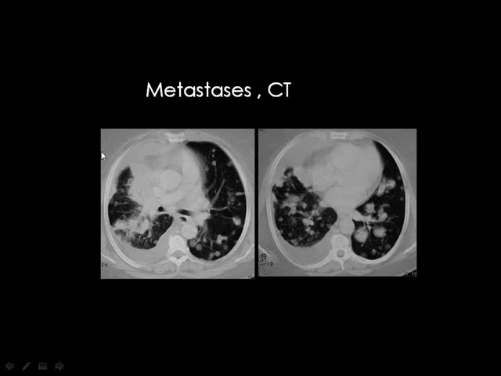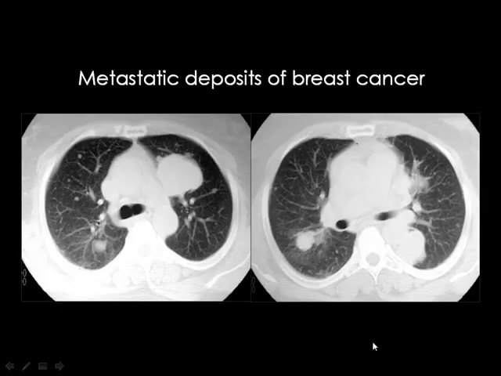Then look at this CT scan with numerous pulmonary nodules and pleural effusion. The diagnosis is easy even in the absence of a known primary malignancy. These represent metastatic deposits. Another case of metastatic deposits from a known breast cancer, showing masses and nodules as well. We'll discuss this in a moment.